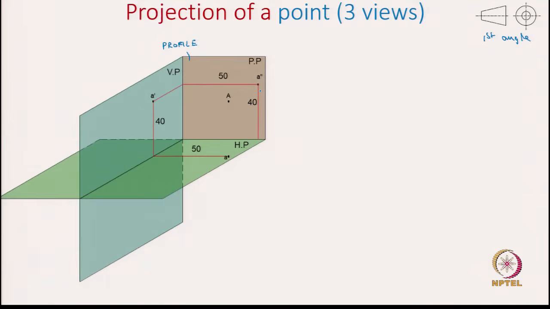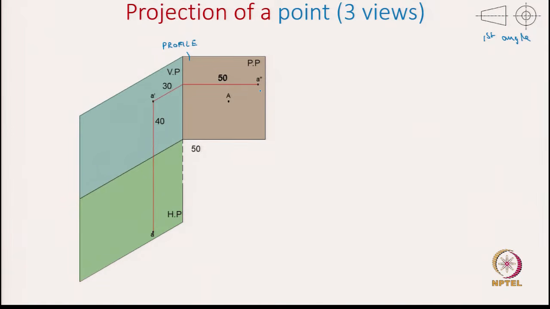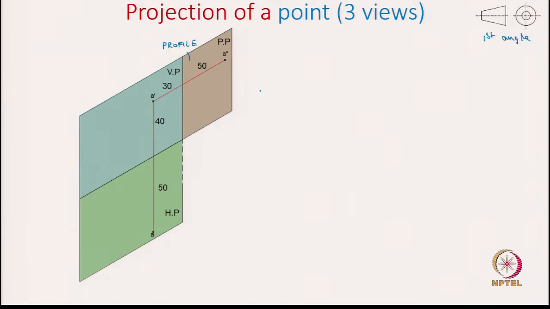Now let us start with the top view. We rotate the horizontal plane clockwise by 90 degrees, and similarly we open up the profile plane by 90 degrees such that it falls in the plane of the front view. Okay. So, now we have the front view, top view and the left side view.